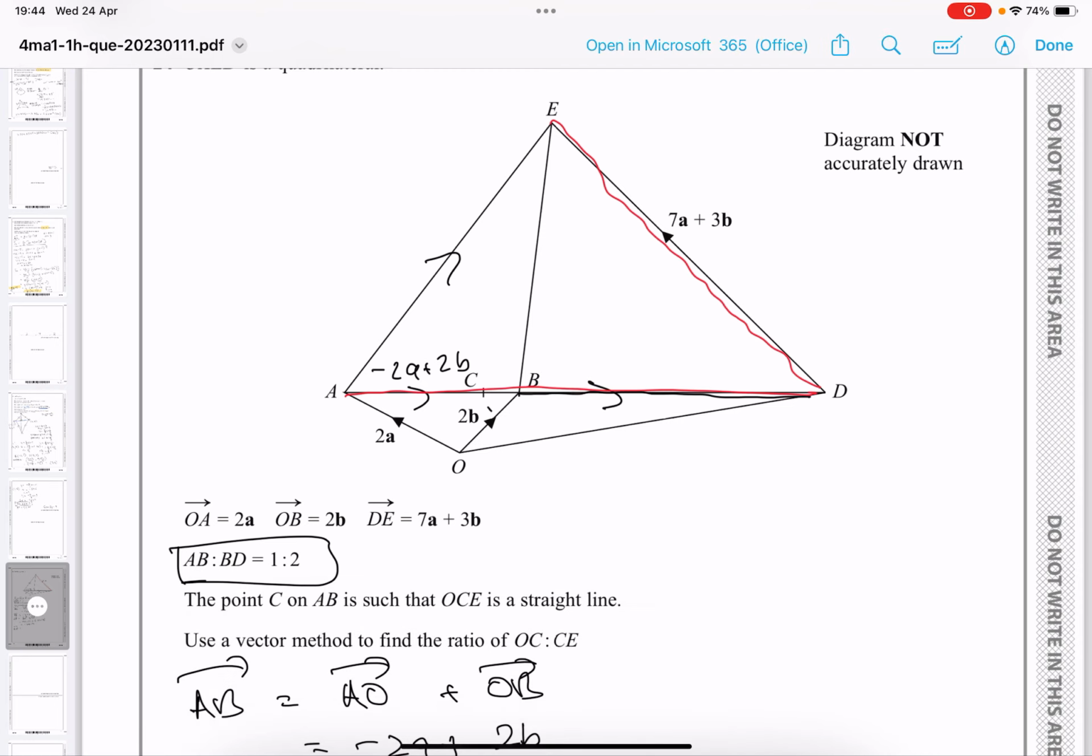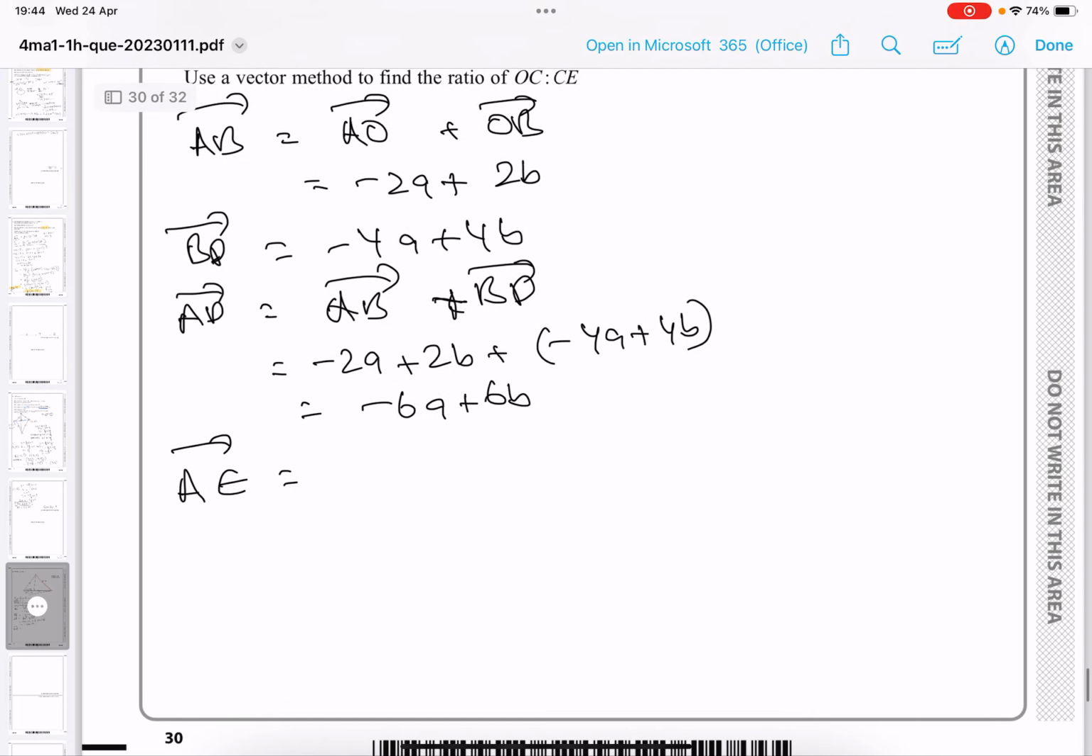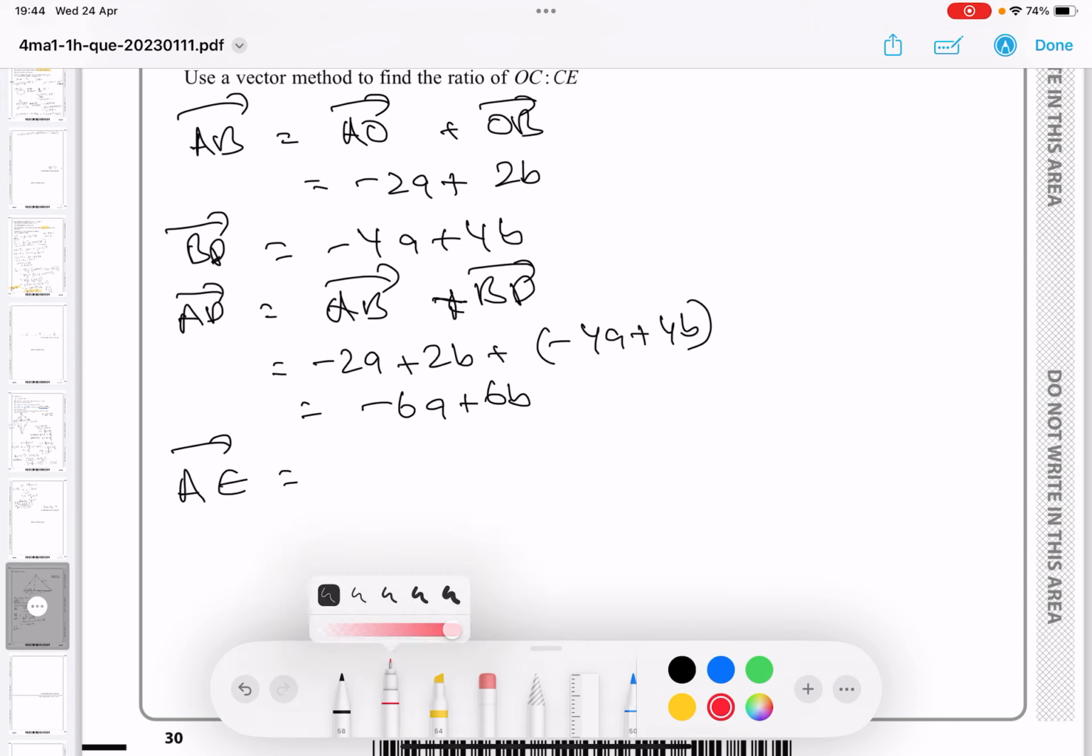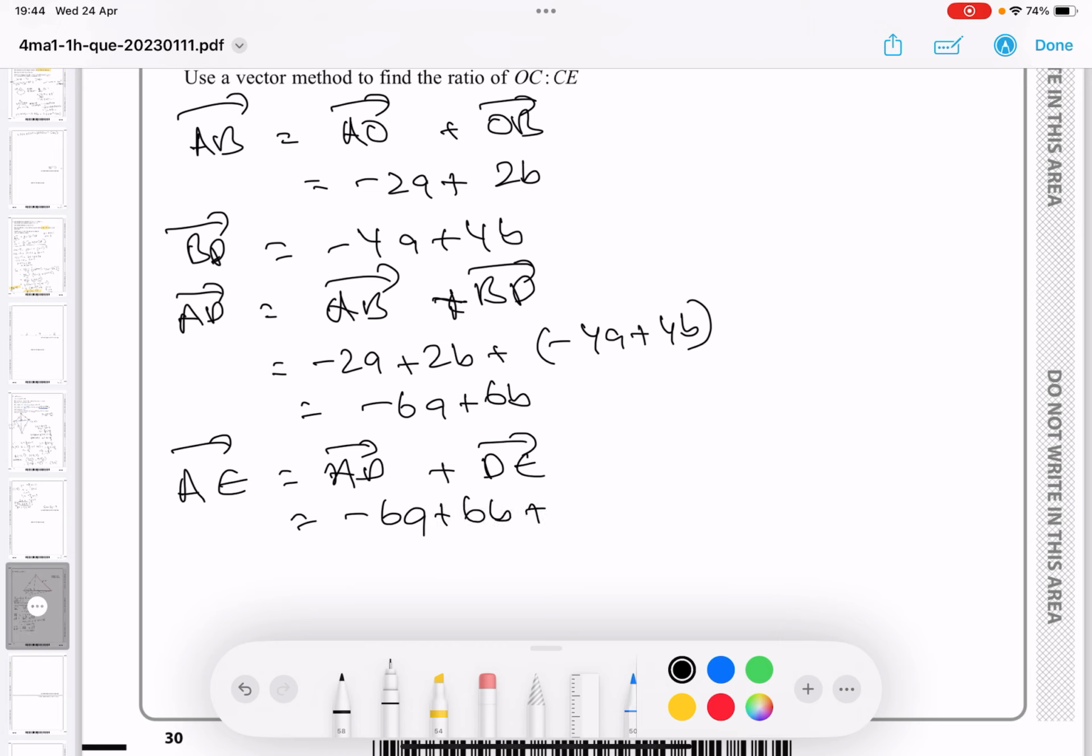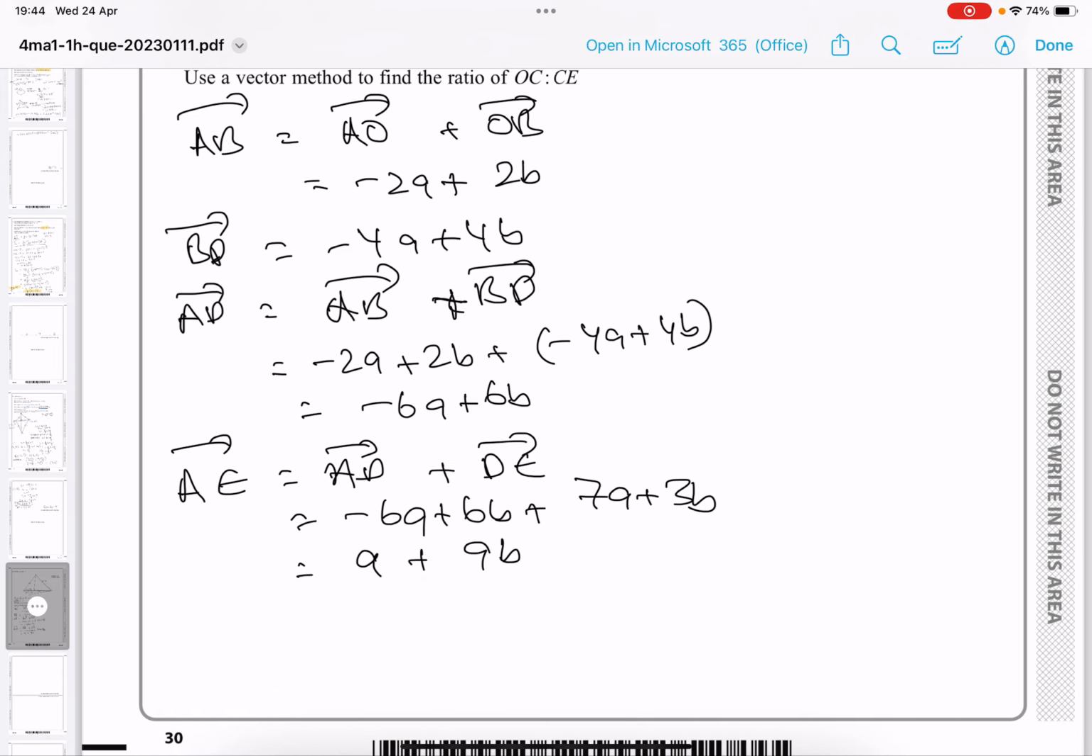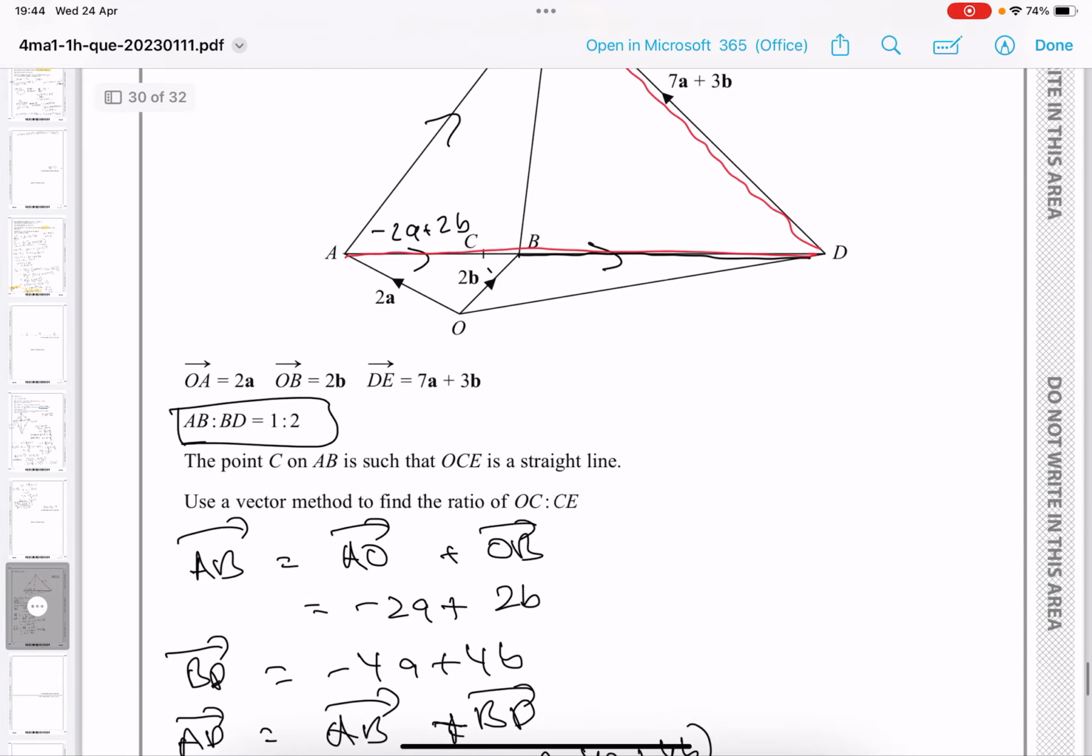So let's add that on. AE equals AD plus DE. And we can write the vectors for that. AD is minus 6a plus 6b, and DE, which they've given, is 7a plus 3b. If we work that out, that will give you a plus 9b. So vector AE is equal to a plus 9b. Now, I think that's all the vectors we can work out. So let's go back to the question.